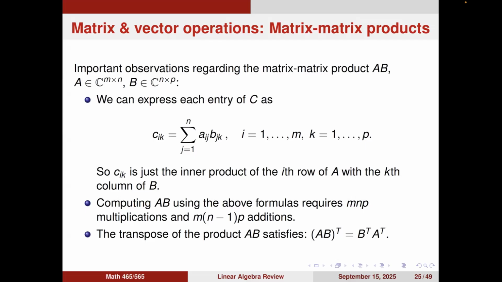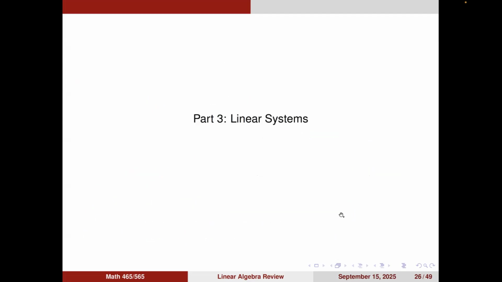Additionally, we're also going to note an identity for the transpose, which is (AB) transpose is equal to B transpose times A transpose. And a good little exercise is to look at the shapes of everything going on here and the shapes of everything going on there and verify that this equation appears to make sense. So that's it for this video. Up next will be linear systems.